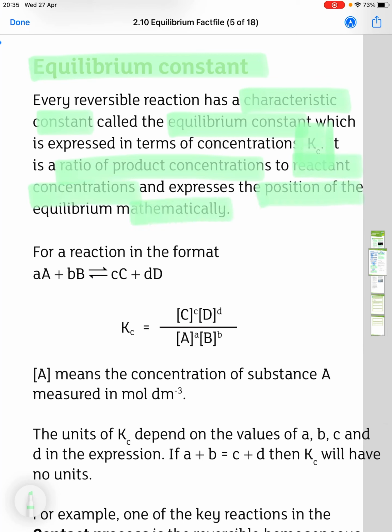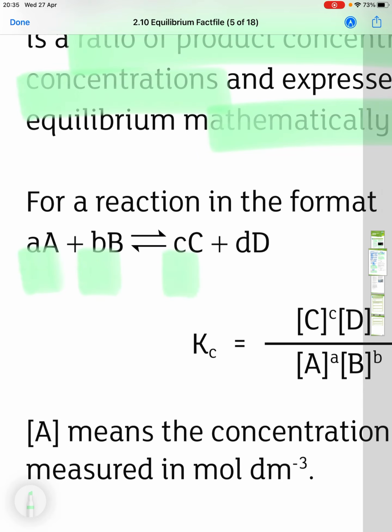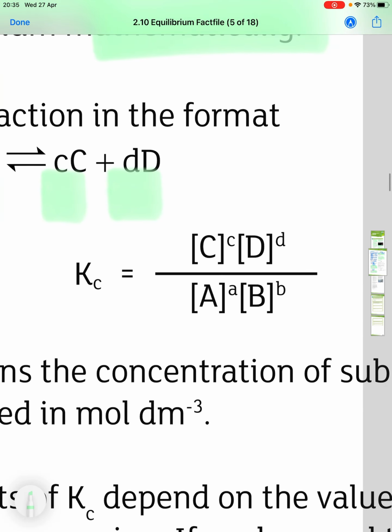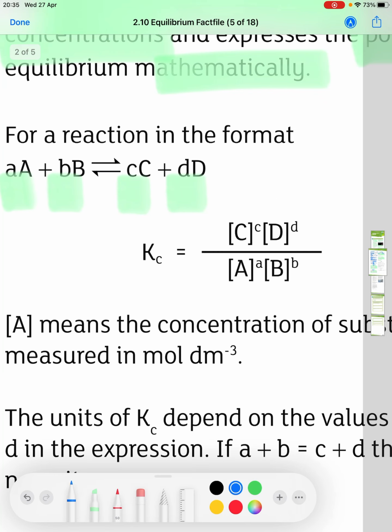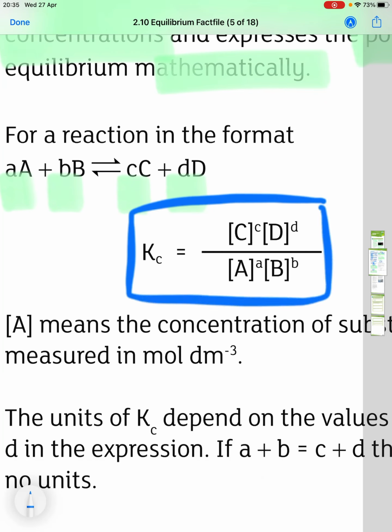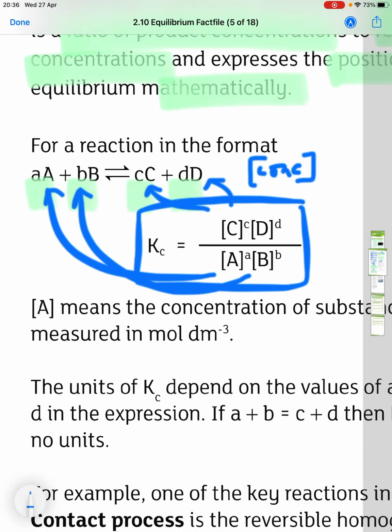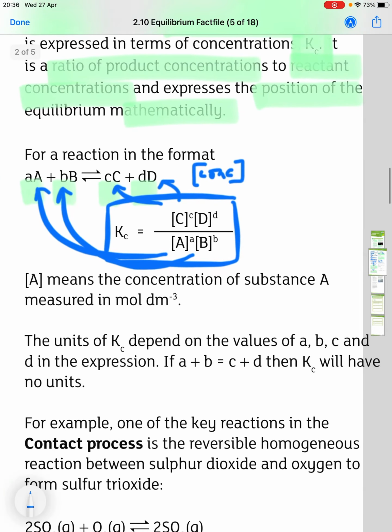So if we consider this reaction, a moles of A plus b moles of B gives us c moles of C and d moles of D, we can write the equilibrium constant Kc as Kc is equal to [C]^c [D]^d over [A]^a [B]^b, where the things in the square brackets are concentrations, and the powers are simply the number of moles from the balanced equation.